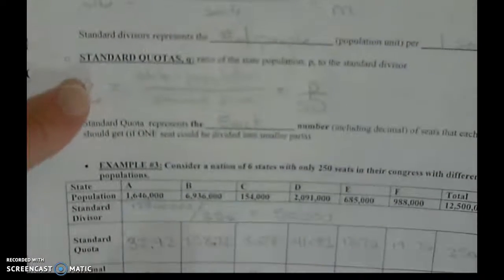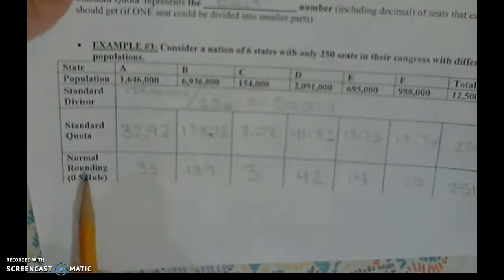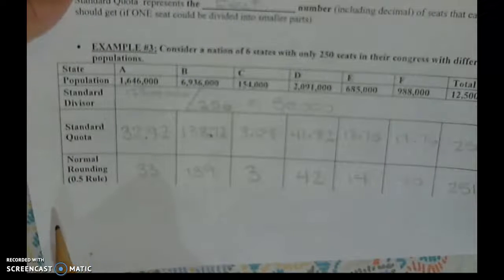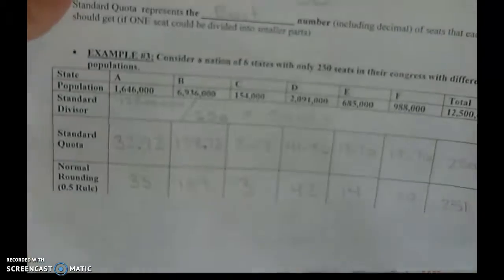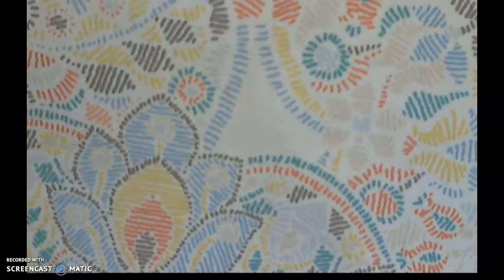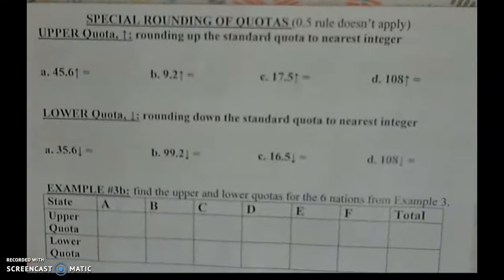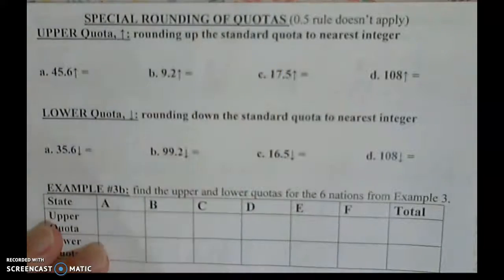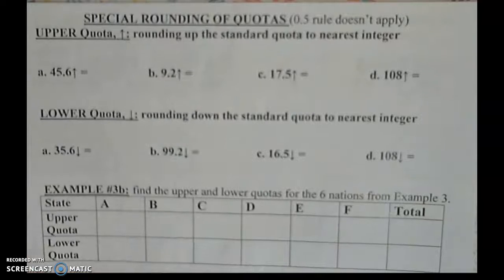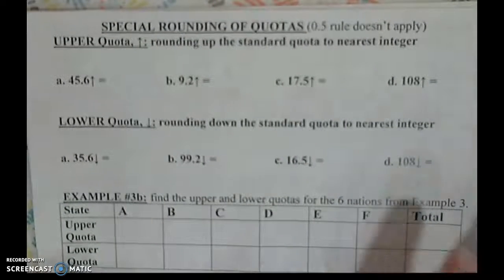All right, so some special roundings of quotas. If you talk about the normal rule, that's just your normal 0.5 rule. So if it's above 0.5, it rounds up. If it's below 0.5, it rounds down. That's like your normal rounding rules. There are going to be some special rounding of quotas that we talk about. And two of them are the upper quota.